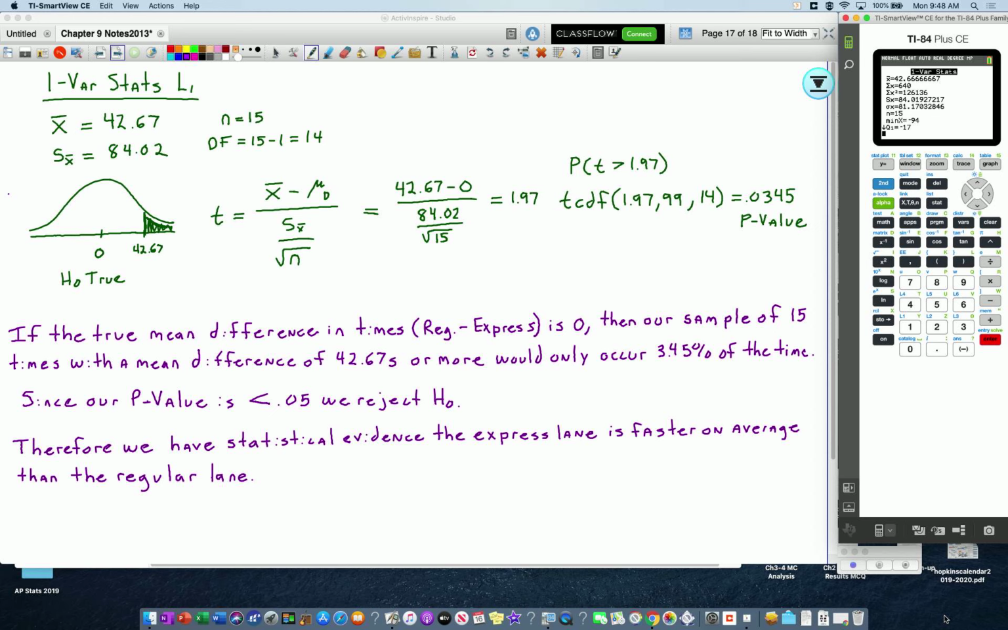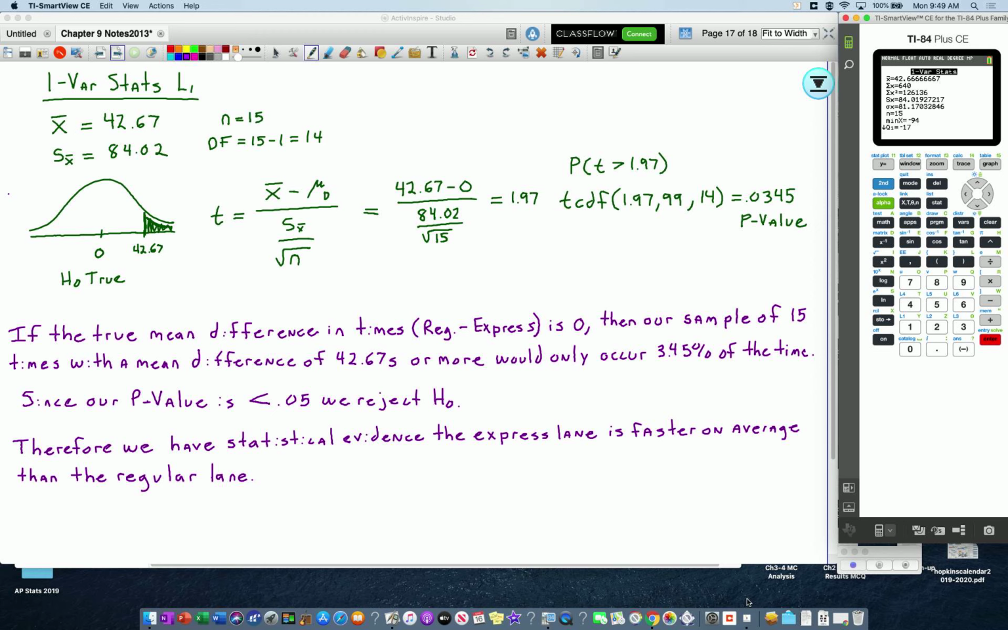So now I want to calculate my t statistic. My sample mean was 42.67. I'm assuming that it should be 0. What's the probability of getting this result or something bigger if this null hypothesis is true? So I subtract, calculate out my t-statistic. I get a t-statistic of 1.97. So if I do tcdf of 1.97, 99, with degrees of freedom of 14, my p-value is 0.0345.